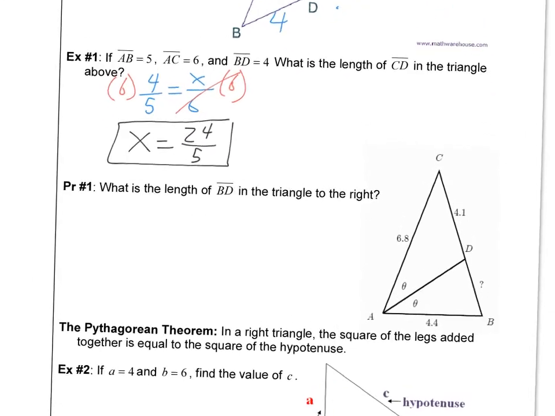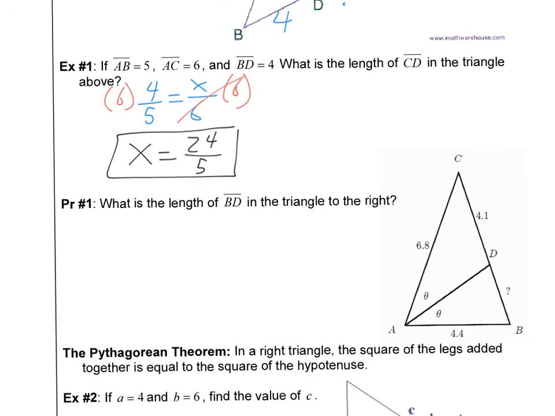So here's a practice problem for you to try. It just says, what is the length of BD in the triangle to the right? So BD is here. You can make that X. You got two angles that are the same. So just figure out how you're going to set up your proportion and then solve it. I'd pause the video, give it a try, and then I'll put the answers up in just a second.